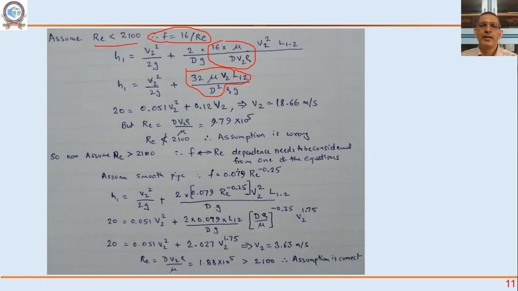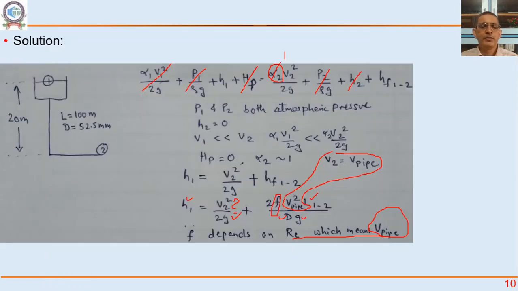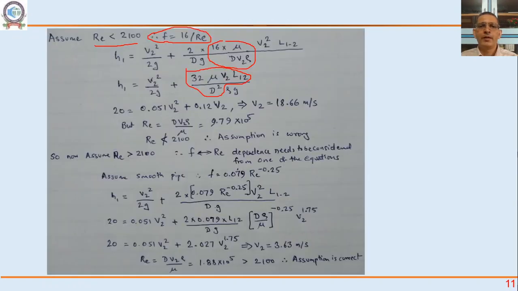Velocity is unknown. L12 is 100. Yeah, 100. D square, 0.0525 square, rho 1000, g 9.81. So you'll get it as 0.12 into V2. Now this is a quadratic. We can solve for V2. V2 would be 18.66 meters per second. So if I assume laminar flow, I get a velocity of 18.66 meters per second.